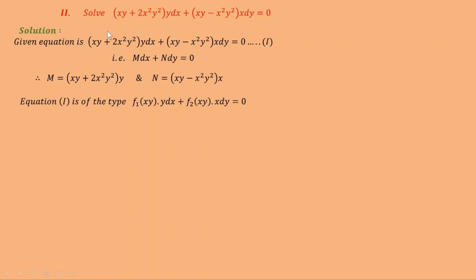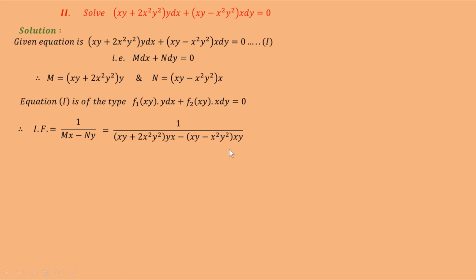And therefore, by that second rule, the integrating factor is 1 upon (Mx minus Ny). Now put the values of M and N here. So we get 1 upon the value of M, which is (xy plus 2x²y²) into y into x, minus the value of N, which is (xy minus x²y²) into x into y.